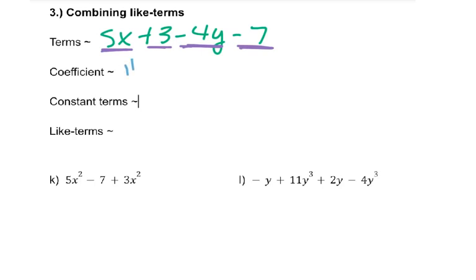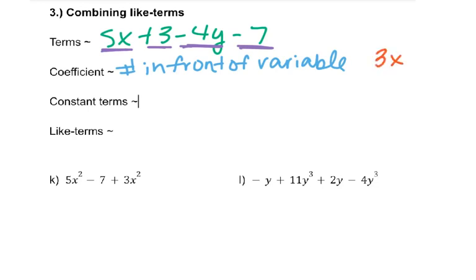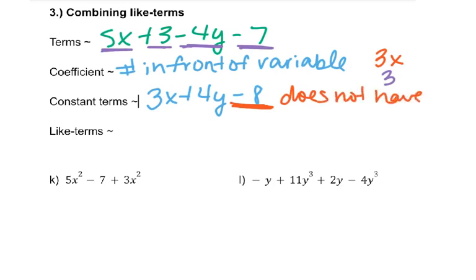Coefficients is the number in front of a variable. Always. So if I had 3x, the coefficient would be the 3. Just the 3, not the x. There is never a variable in your coefficient. Always just a number. Constant. So if I have like 3x plus 4y minus 8, this minus 8 would be your constant. It does not have a variable. Let's write that. Have a variable.